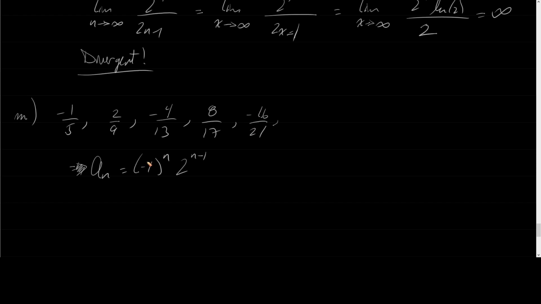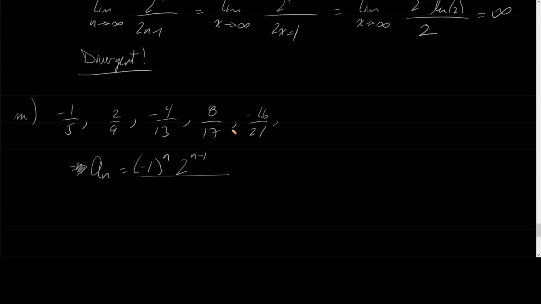So we have negative 1 to the n for the alternating, and we have 2 to the n minus 1 for the powers of 2 on top. And on the bottom, how can we start? We start with 5, and then 9, then 13, then 17, then 21. So we're adding 4 each time. How can we think about that?